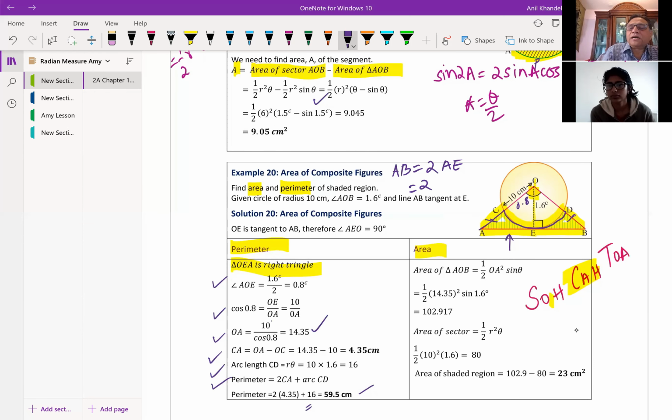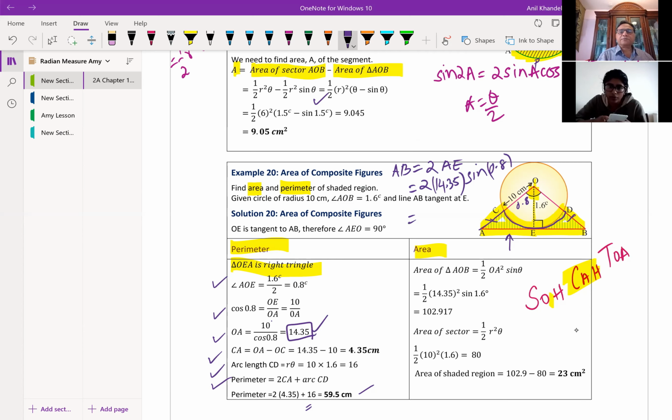So it will be 2 times the length O to A. O to A we found as 14.35, 14.3, yeah, times sine of angle 0.8, because this is smaller than the hypotenuse. Is it okay? So just use the calculator. Can you calculate this value? Yeah. Wait, it's in radians, right? Radians, yes. Oh, okay. Shift mode and then put radians on, correct?